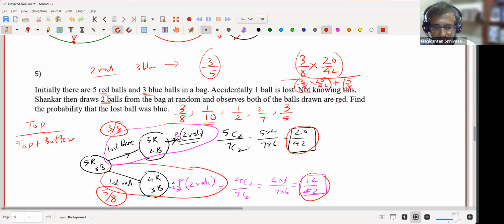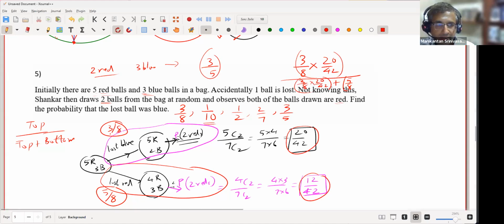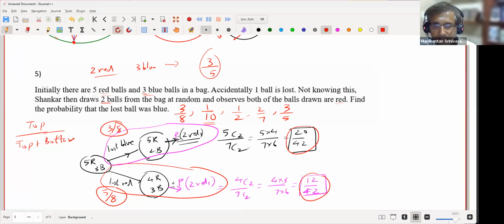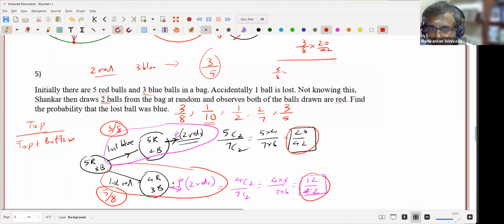I'm sorry, guys, this is too cluttered here. Maybe I should just move it up a little bit. Just rewrite it. So the upper branch is 3/8 into 20/42. The total is 3/8 into 20/42 plus 5/8 into 12/42.